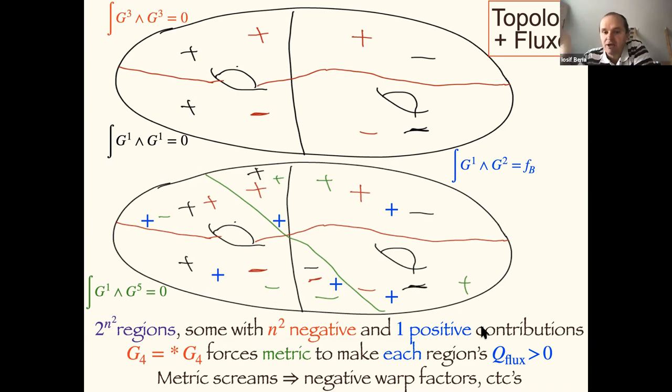I cannot make my negative contributions to be less because the negative contribution comes from a flux whose integral is, you know, 17. That's frozen. I cannot play with that. The only thing which I can play with is the geometry of the Calabi-Yau.